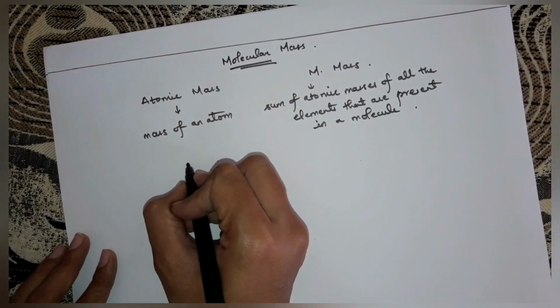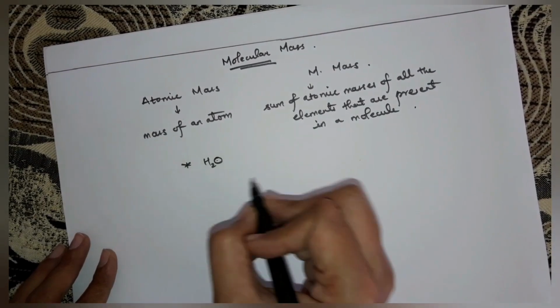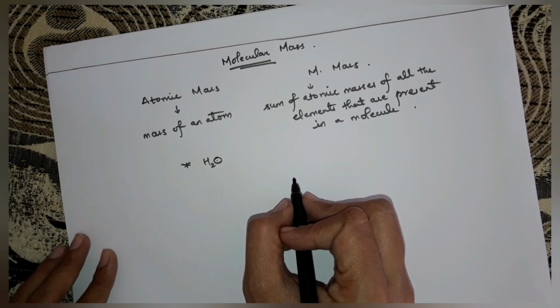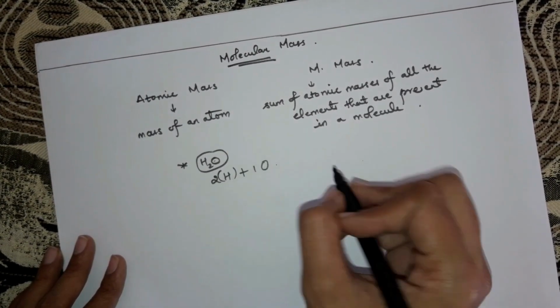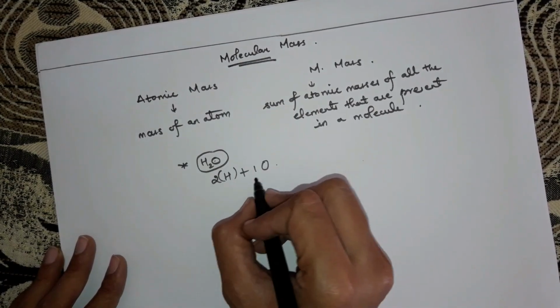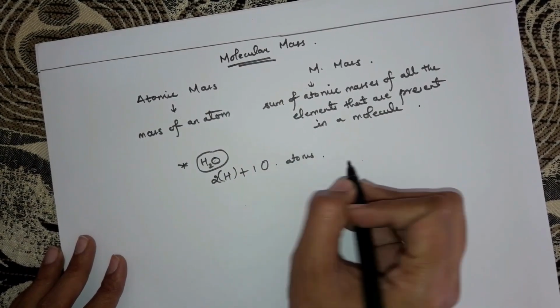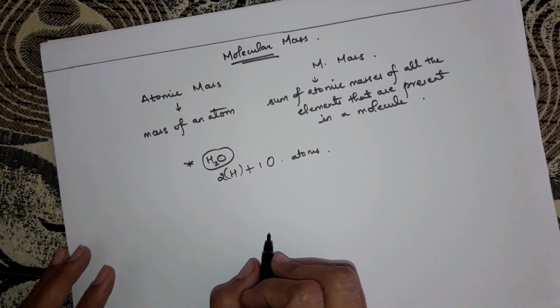Right, so if we suppose a molecule, say water, that is the H2O molecule, then the atomic masses of 2 hydrogen atoms plus 1 oxygen atom, right? So this would give the molecular mass of the H2O molecule.